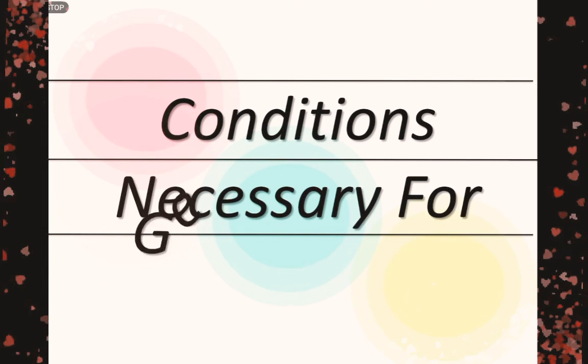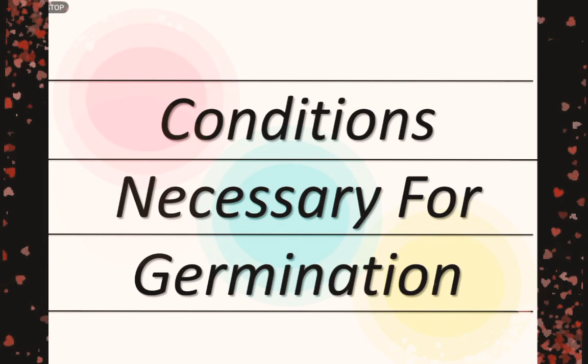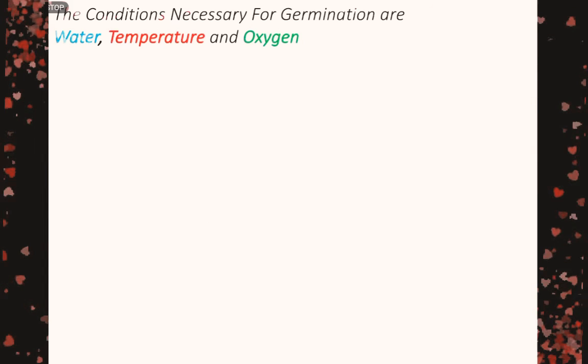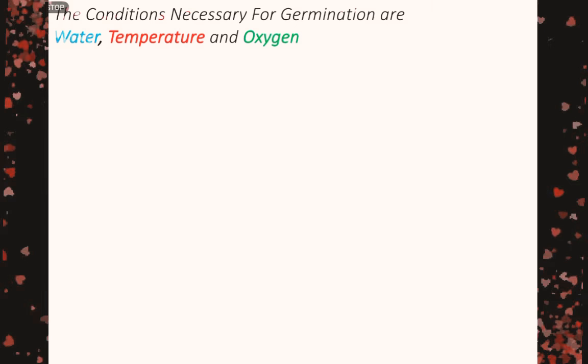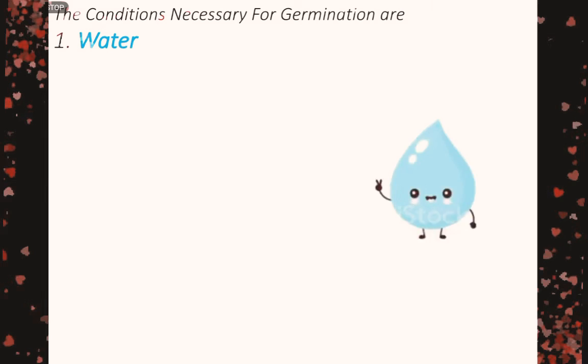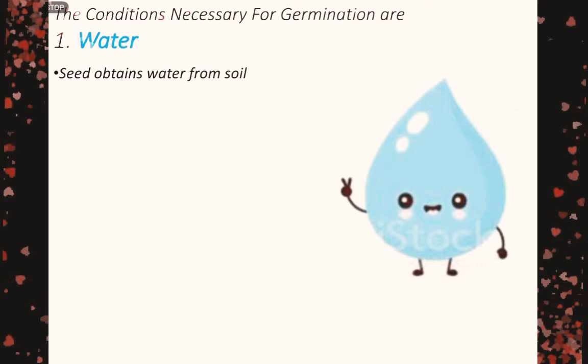Now, let's see the conditions which are necessary for germination. The conditions necessary for germination are water, temperature, and oxygen. First, let us study about the water. The seed obtains water from soil.